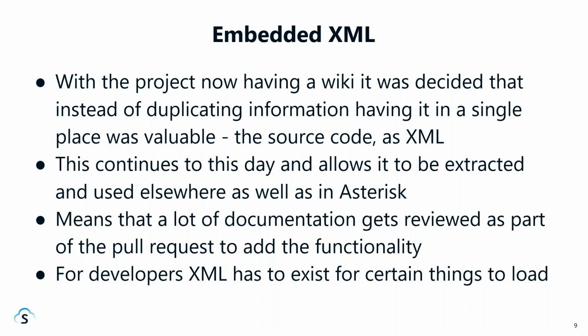And this actually continues to this day. So the XML documentation is still in the Asterisk source code and it still gets pulled out. A nice thing about this is that a lot of documentation actually gets reviewed as part of the pull request to add it into Asterisk. So as part of reviewing code, we also review documentation. If someone adds a new option but forgets to document it, then we can make that immediately evident and request that it be added. It also means we can programmatically enforce that.